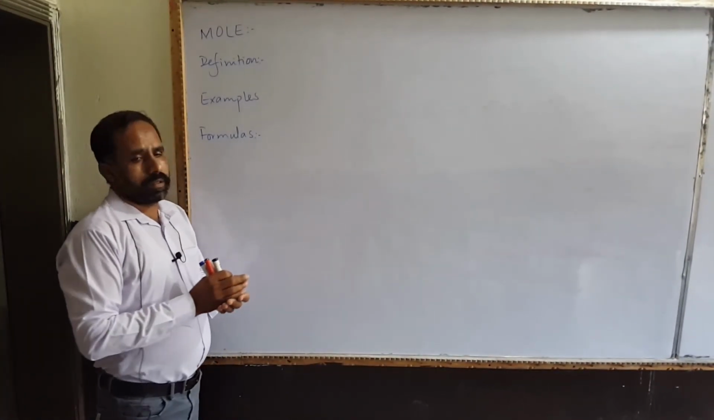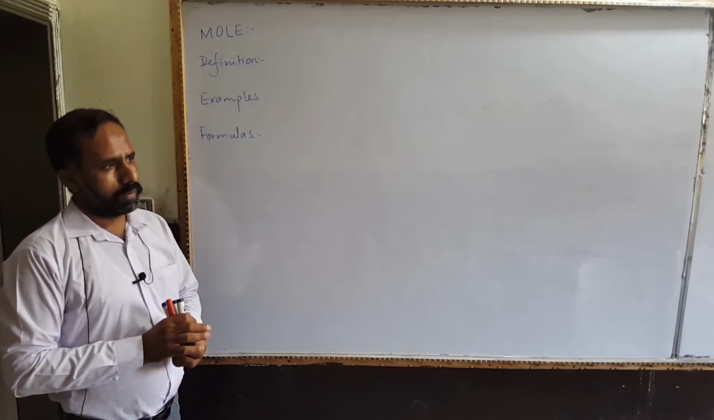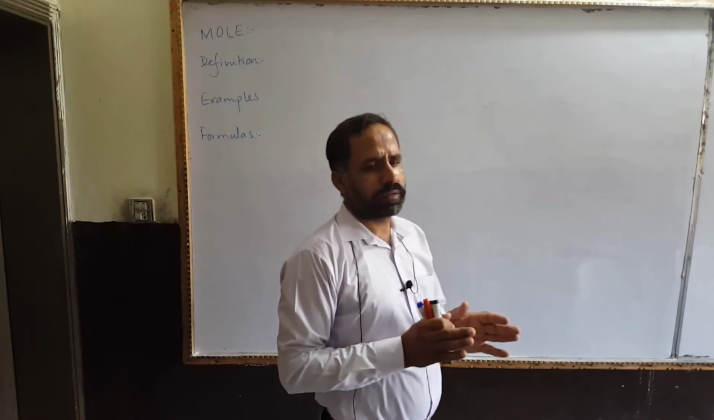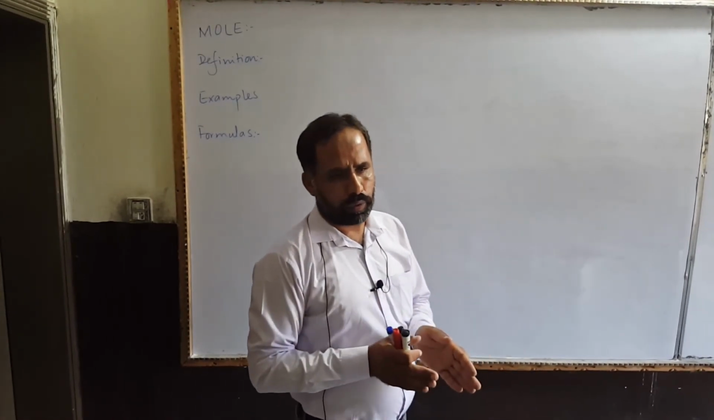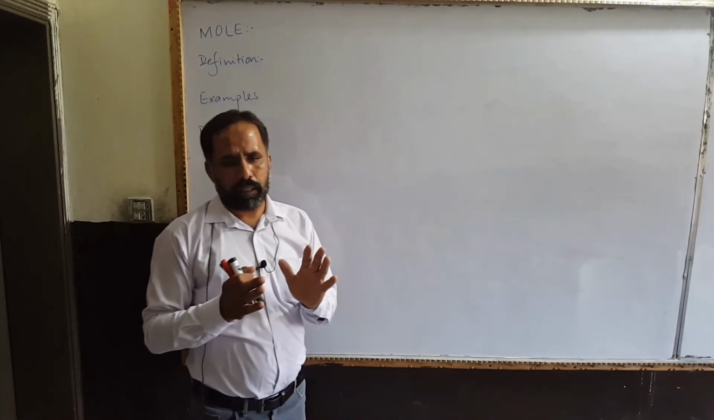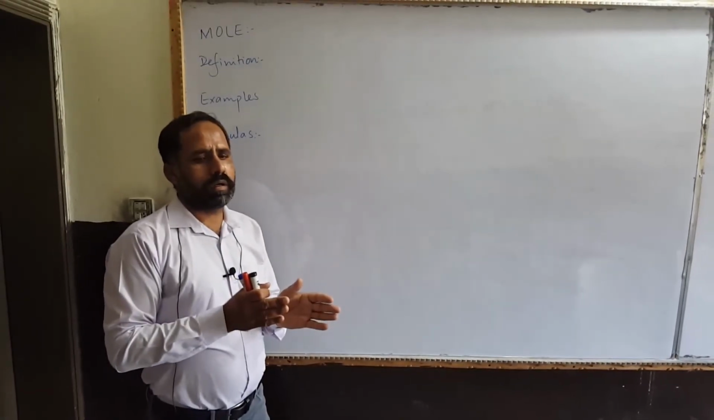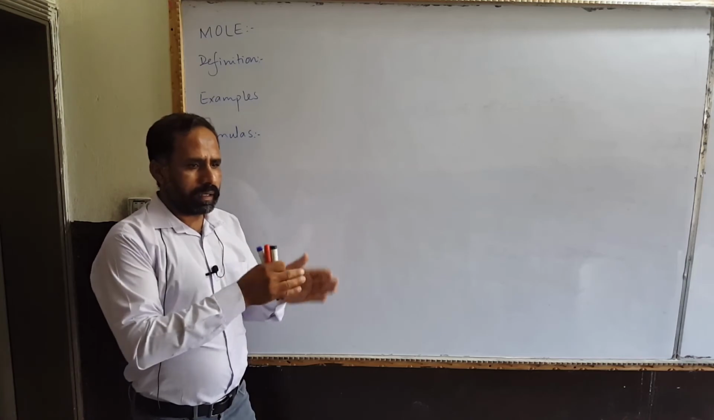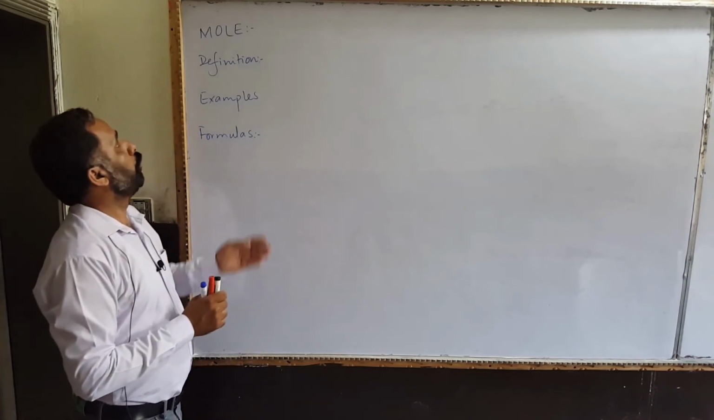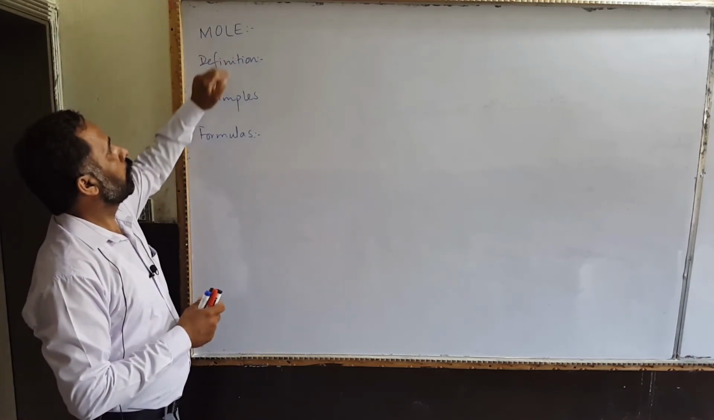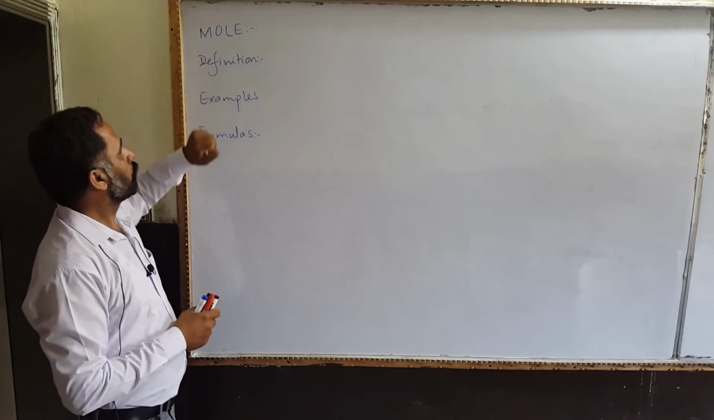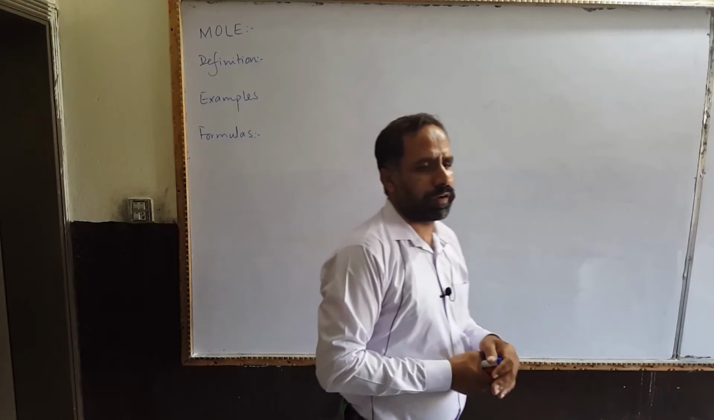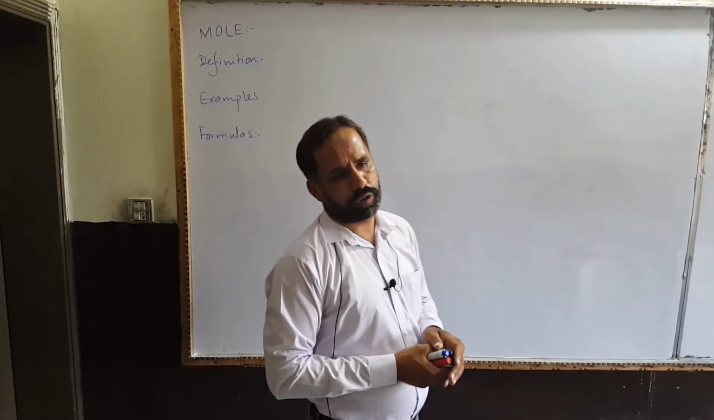Today our lecture is about mole. Last time we discussed stoichiometry, its definition, chemical equation, how to balance a chemical equation, and the four descriptive methods for the chemical equation. Today the lecture is mole. What is a mole? What is its definition? What are some examples? And we will give the different formulas to calculate the moles.